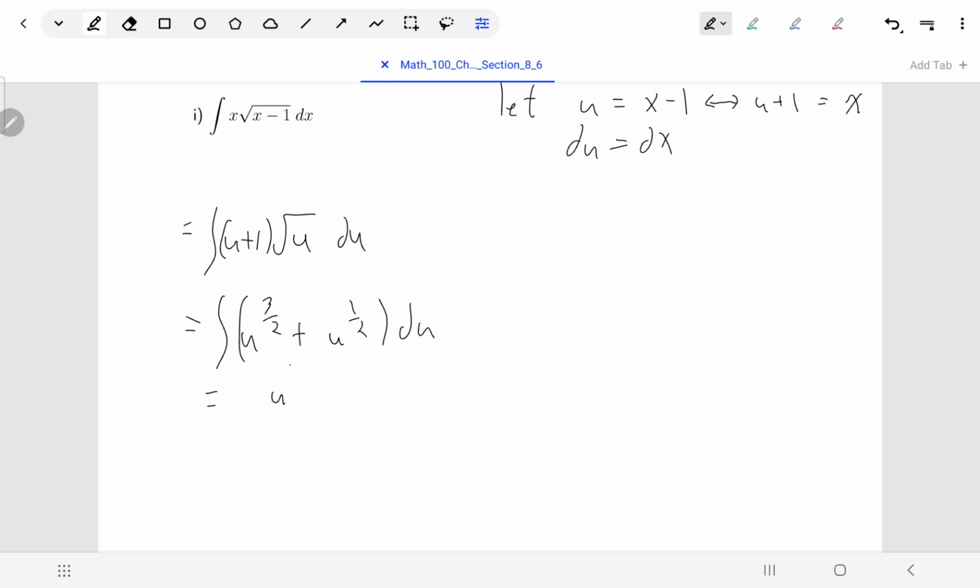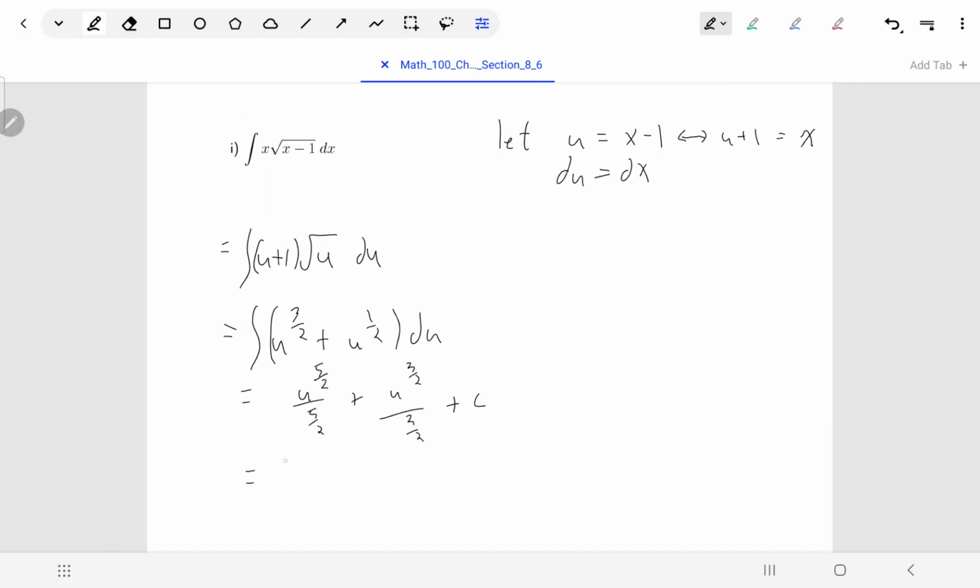I'm just going to add 1 to the power, divide by the power, add 1 to the power, divide by the power, and plus constant c. And then last thing for me to do is just to clean this up. So divided by 5 halves is 2/5. And instead of u to the 5 halves, I'll have x minus 1 to the 5 halves. And I'll do the same thing with the next term. Flip that 2/3. And u to the 3 halves becomes x minus 1 to the 3 halves. And there we go, we found our antiderivative.